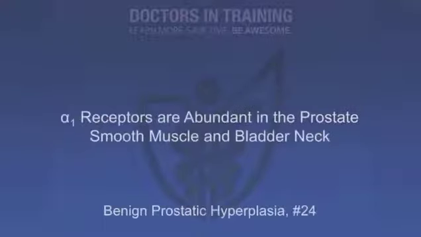So alpha-1 receptors are abundant in the prostate and in the base of the bladder. Alpha-1 receptor blockers are very often used, and another medication classification that we won't talk about today is called 5-alpha reductase inhibitors, and they're used sometimes together with the alpha-1 receptor blockers to help decrease the size of the prostate and to help symptoms as well.